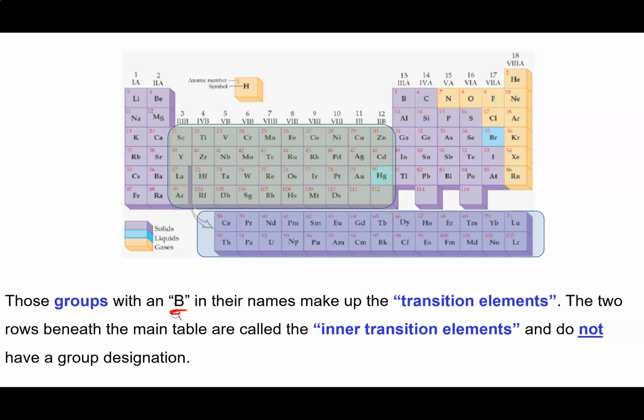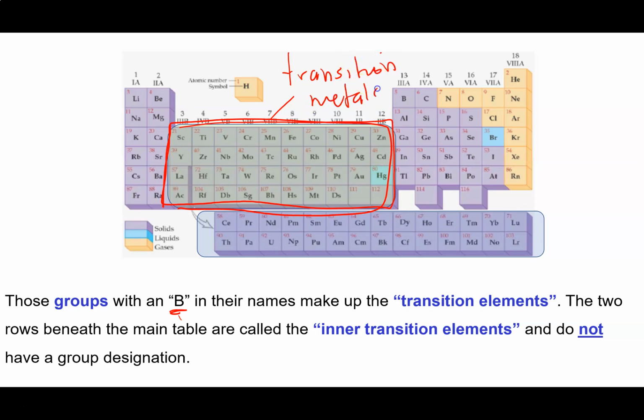Now, the groups with a B in their names, or alternatively the groups that don't have any letter in their name, make up what we call the transition elements. These are the ones in the middle of the periodic table, right in here. Those guys there are your transition elements. Sometimes they're called transition metals, because they are all metals. So you can call those transition metals if you don't want to call them transition elements. Either way, people will know what you're talking about.